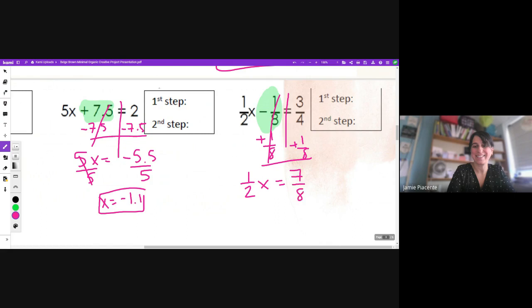Now, this 1/2 is being multiplied. To undo multiplication, we do division. But can you ever really divide a fraction? No, you need to multiply by the reciprocal. 2/1 to both sides. Cross those off. So 7/8 times 2/1 gives me 1 3/4.